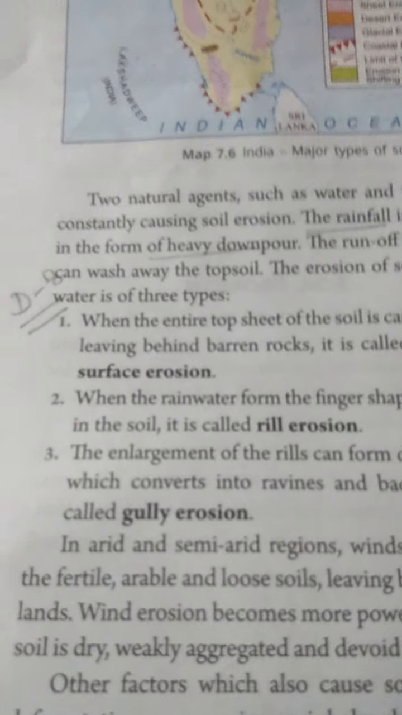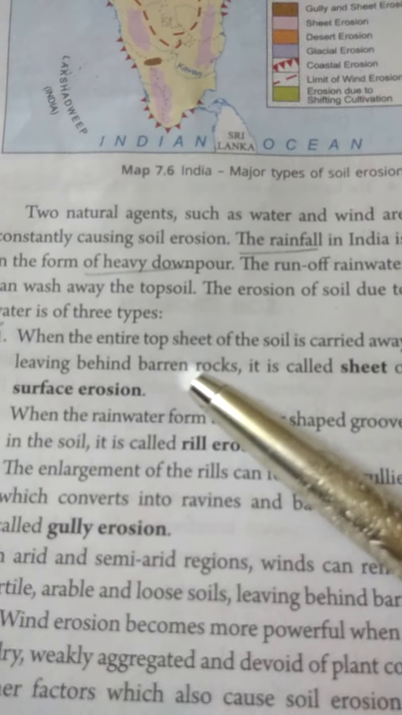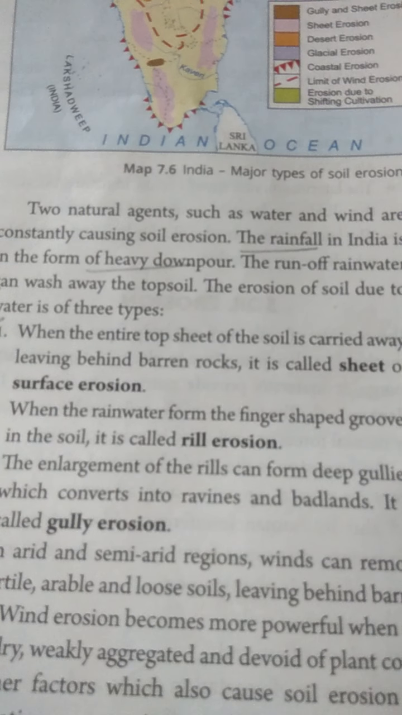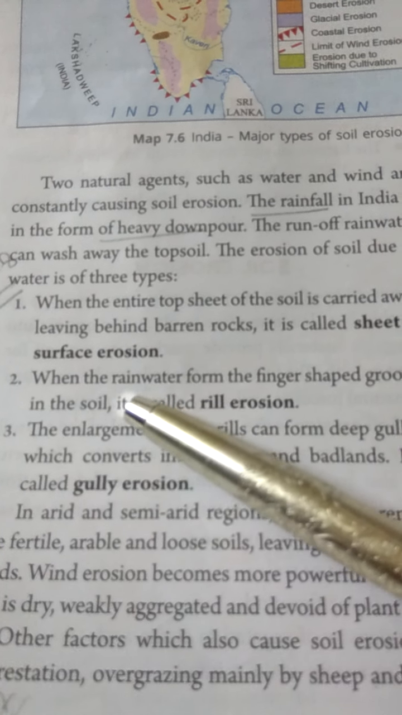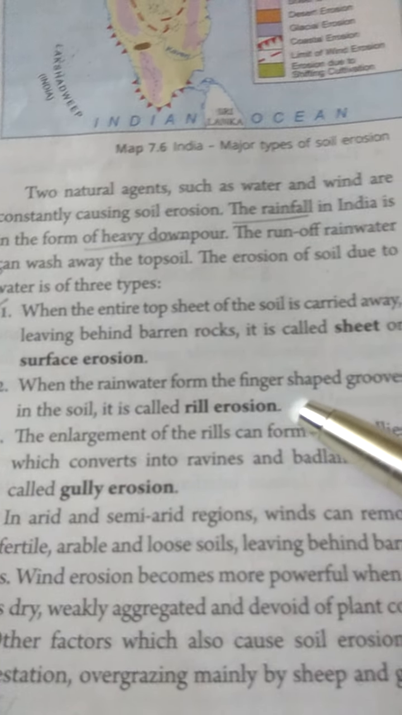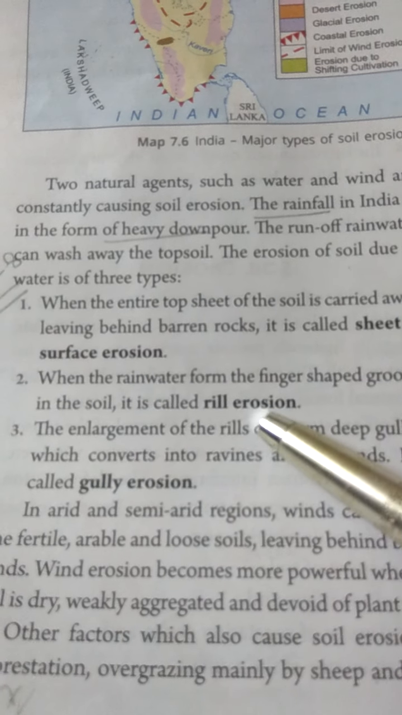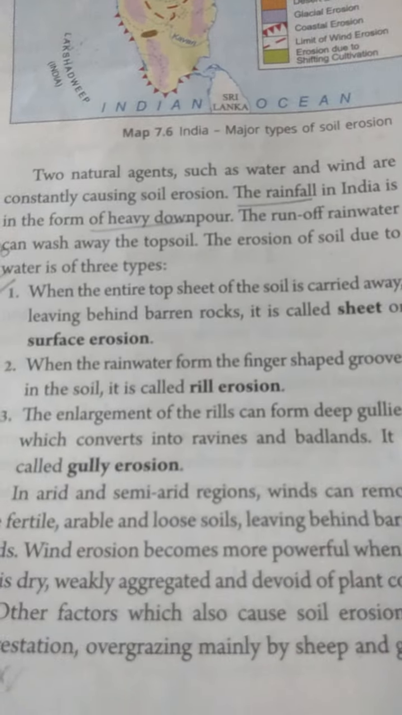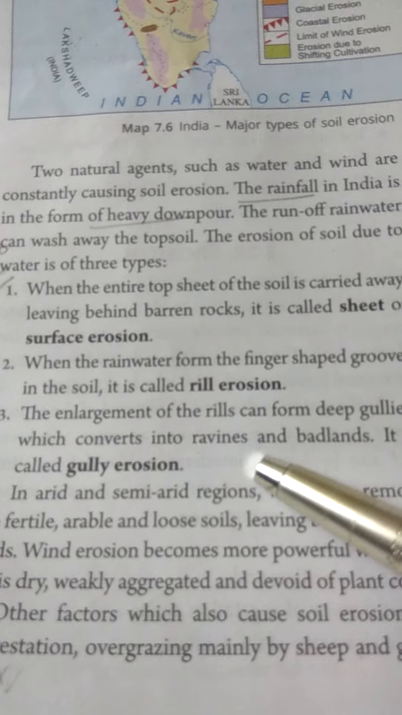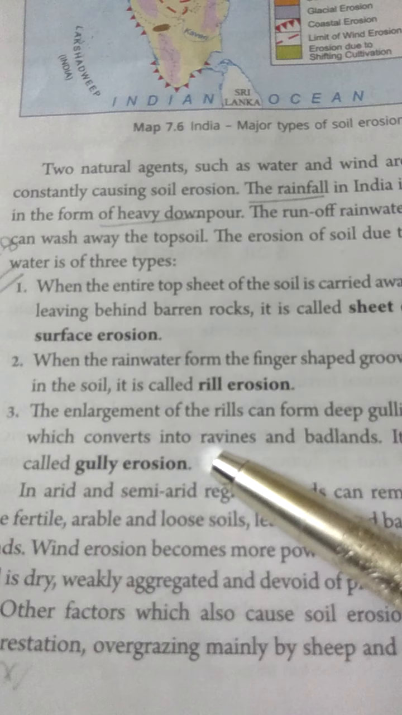Here it is given: the entire top sheet of the soil is carried away, leaving behind barren land, barren rocks. It is sheet or surface erosion. The upper layer is drained away by the water. When rainwater forms finger-shaped grooves in the soil, it is called rill erosion. The enlargement of the rills can form deep gullies, which convert into ravines or badlands. It is called gully erosion.